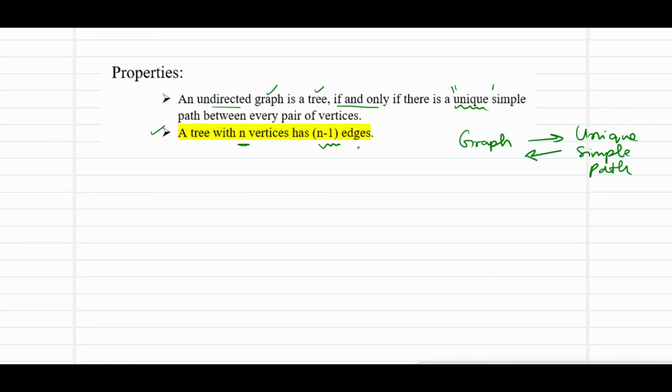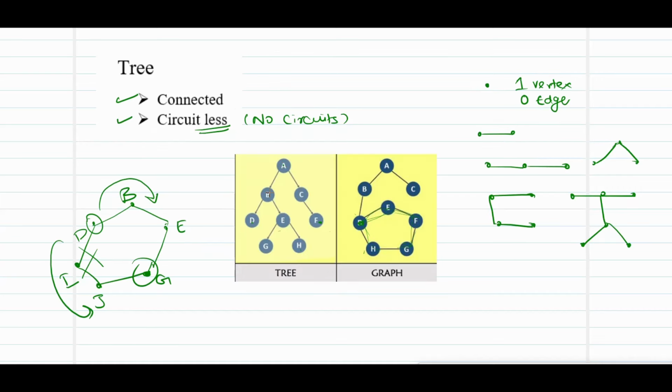n minus 1 edges. So it has 1 less than the number of vertices. We can see for ourselves: 1, 2, 3, 4, 5, 6, 7, 8. So we have 8 vertices over here. Let us count the edges: 1, 2, 3, 4, 5, 6, 7. So how many edges does it have? It has 7 edges. Over here also we see it has 1 vertex and 0 edges. N vertices and n minus 1 edges. This is true for all the cases.